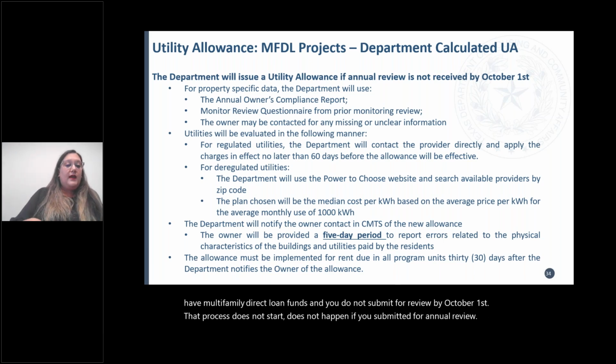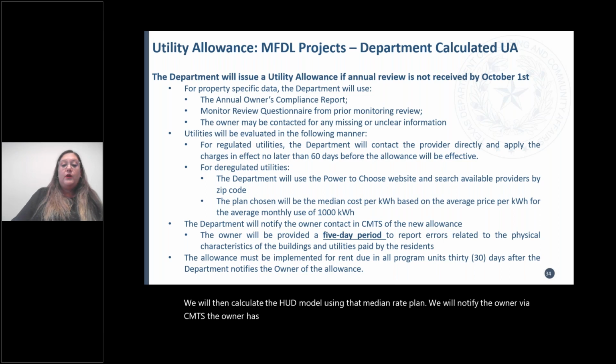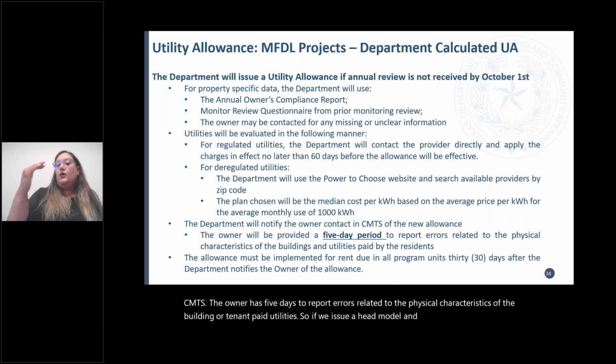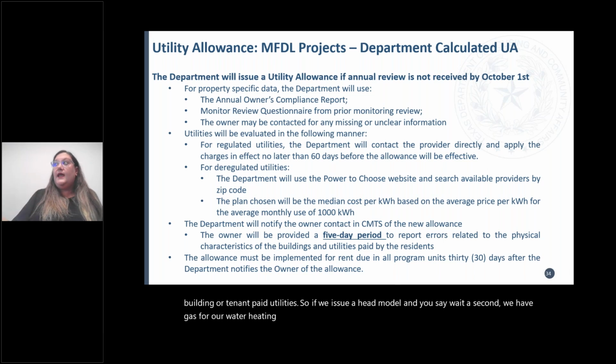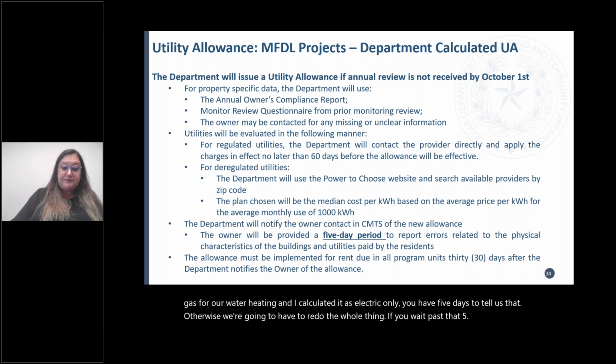We will then calculate the HUD model using that median rate plan. We will notify the owner via CMTS. The owner has 5 days to report errors related to the physical characteristics of the building or tenant paid utilities. So if we issue a HUD model and you say, wait a second, we have gas for our water heating and I calculated it as electric only, you have 5 days to tell us that. Otherwise, we're going to have to redo the whole thing if you wait past that 5-day period.